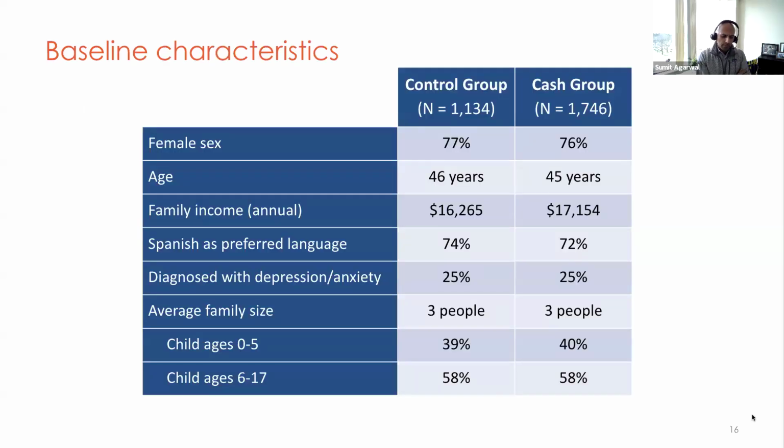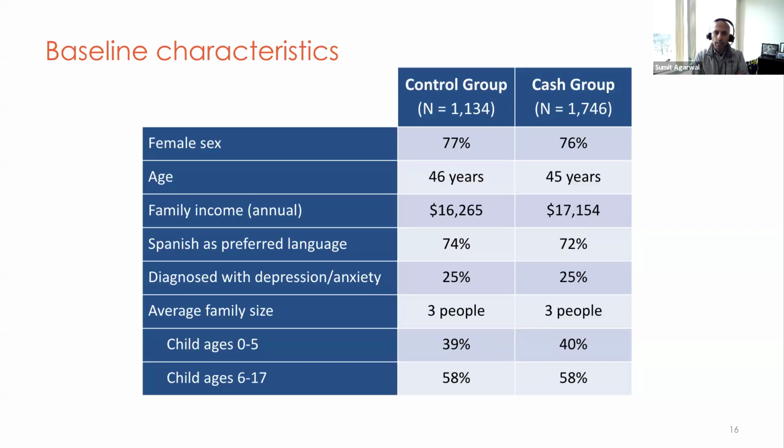So turning to the results, I'll first tell you a little bit about the participants. There are about 2,800 participants total, 2/3 allocated to receive the cash transfer and 1/3 did not. There was good balance between treatment and control. 3/4 of the participants were female. Average age was around 45 years old. Mean annual income was around $16,000, $17,000.